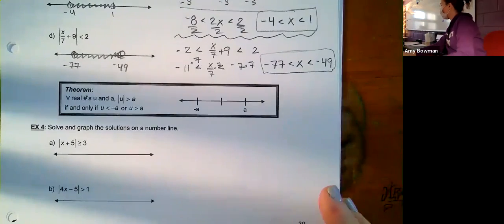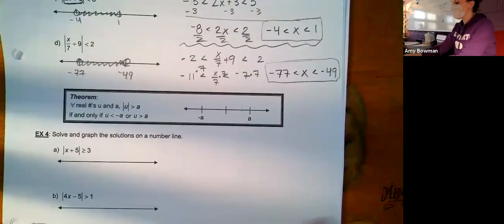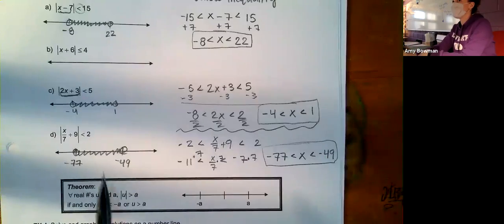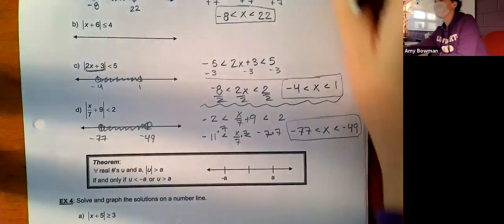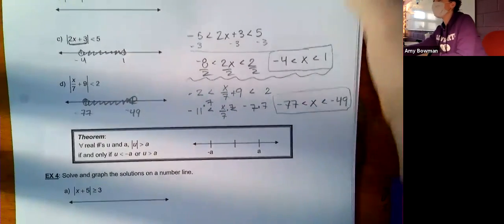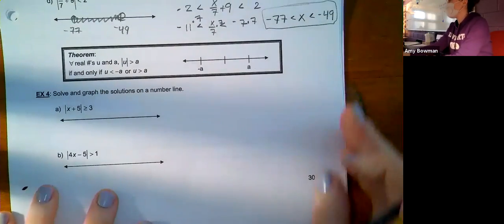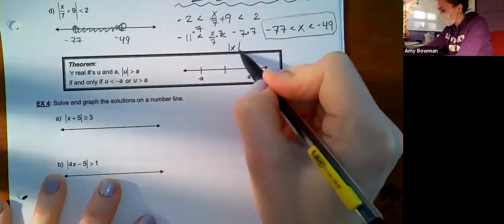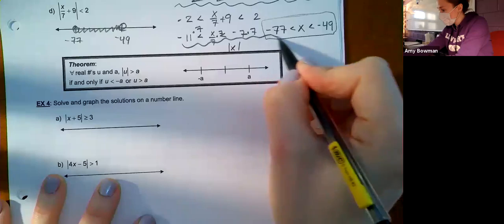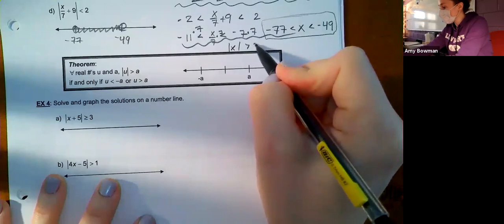So far, so good. Okay, so now let's switch. So these were all the same setup because they were all less than a value. So what if the absolute value of something is greater than a number? So I'm going to go back to our example of 3. If the absolute value of x is greater than 3.